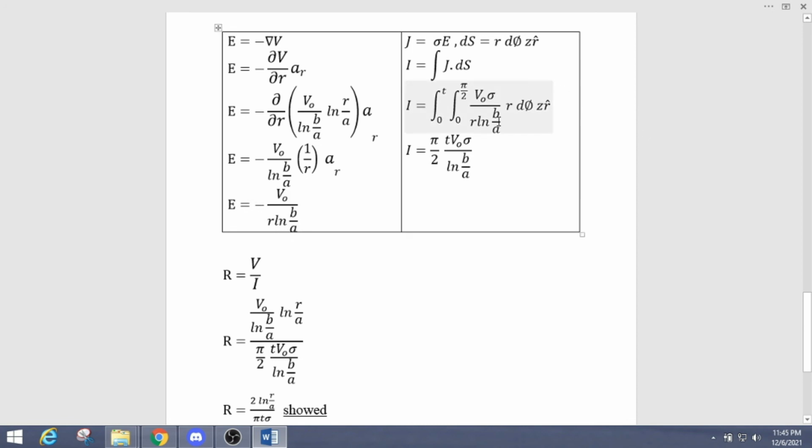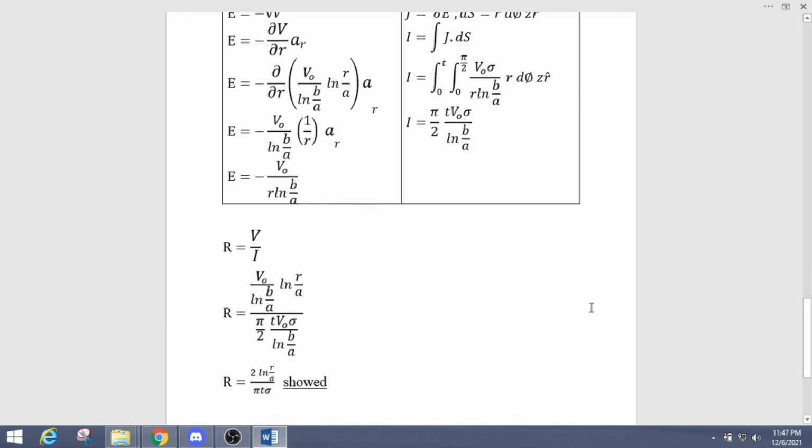So after we get the electric field, we need to find the current. So this is the J equation and the S equation. So for the current, we will integrate J dS. The range 0 to t is for z, and 0 until pi over 2 is for phi. So we integrate all of this and we will get pi over 2 t V naught sigma over ln b over a.